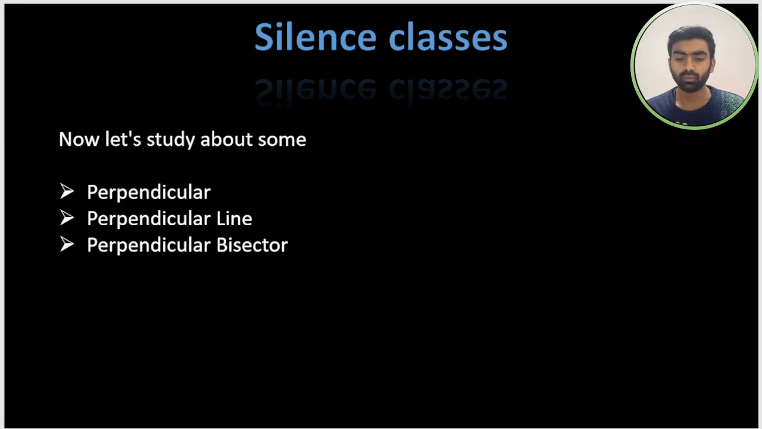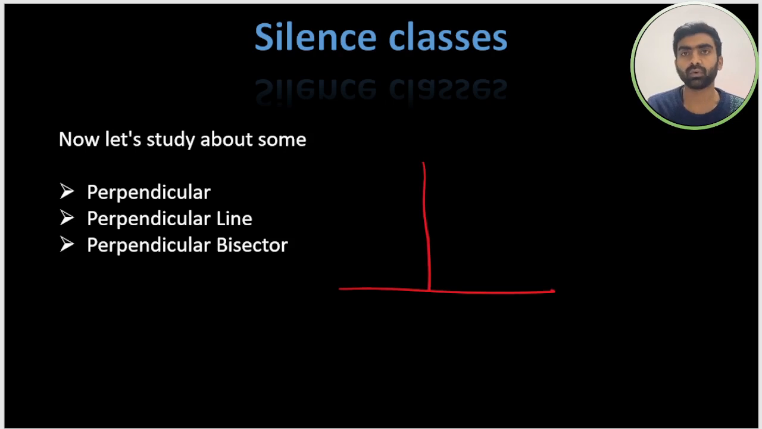Now let's move to the next topic, about perpendicular lines. Perpendicular means a straight line segment falling on a line like this. A straight line falling on a line is known as perpendicular, okay. So this one is known as perpendicular, and this is known as the perpendicular line.